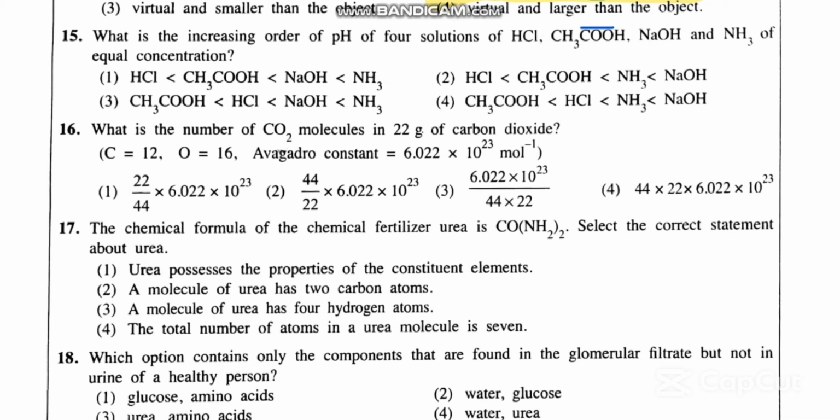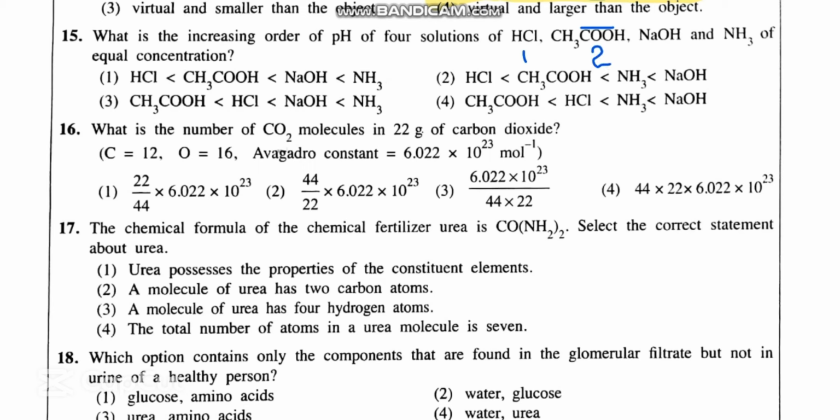Okay. The 15th one: what is the increasing order of pH of the 4 solutions of HCl, CH3COOH, NaOH and NH3? Increasing order of pH. Then first you should put the acids, no? So hydrochloric acid and CH3COOH, which is acetic acid. Hydrochloric acid is a strong acid, so it should be first. So first is hydrochloric acid, second is acetic acid.